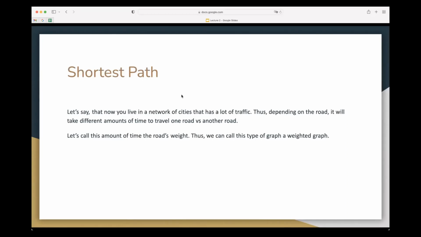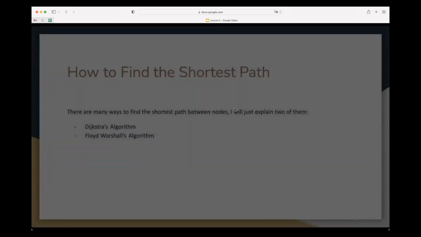So now we would need to basically assign a weight to each road, which is basically the amount of time that it'll take to traverse that road. We call this type of graph a weighted graph. So how would we solve shortest path?